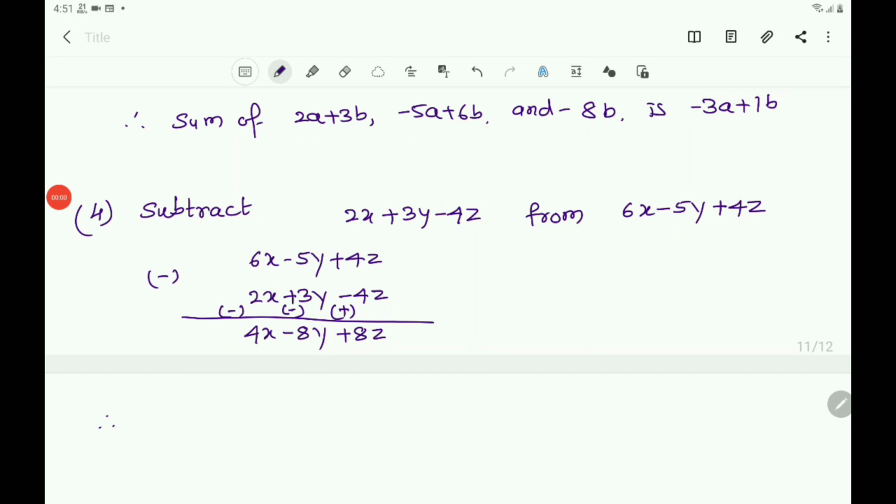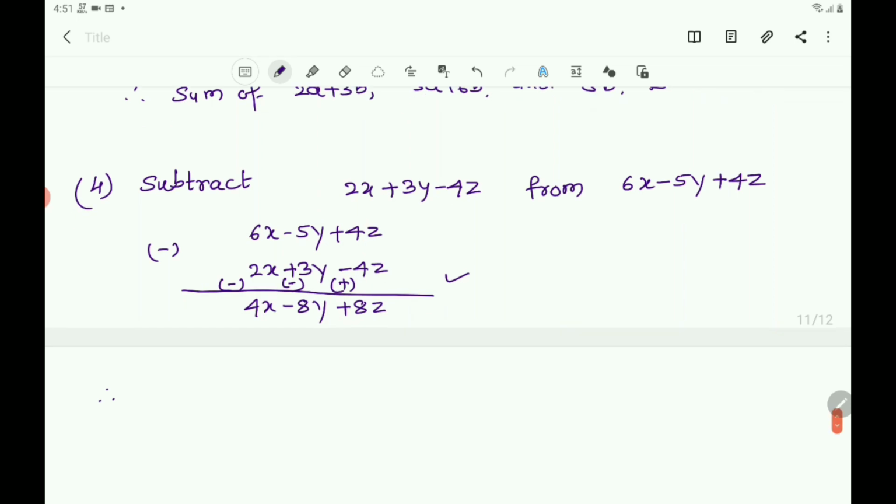Therefore, if 2x plus 3y minus 4z is subtracted from 6x minus 5y plus 4z, the difference we get is 4x minus 8y plus 8z.